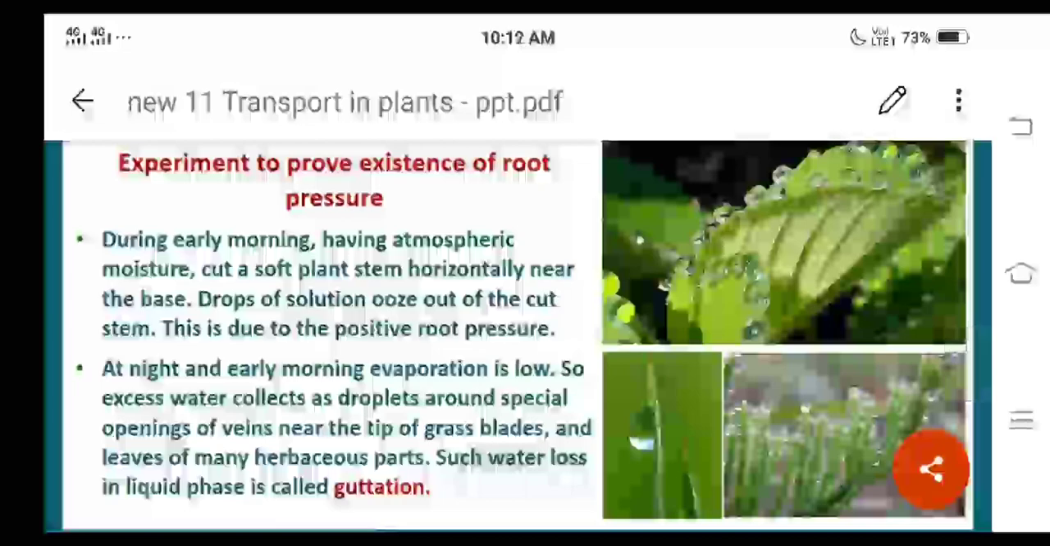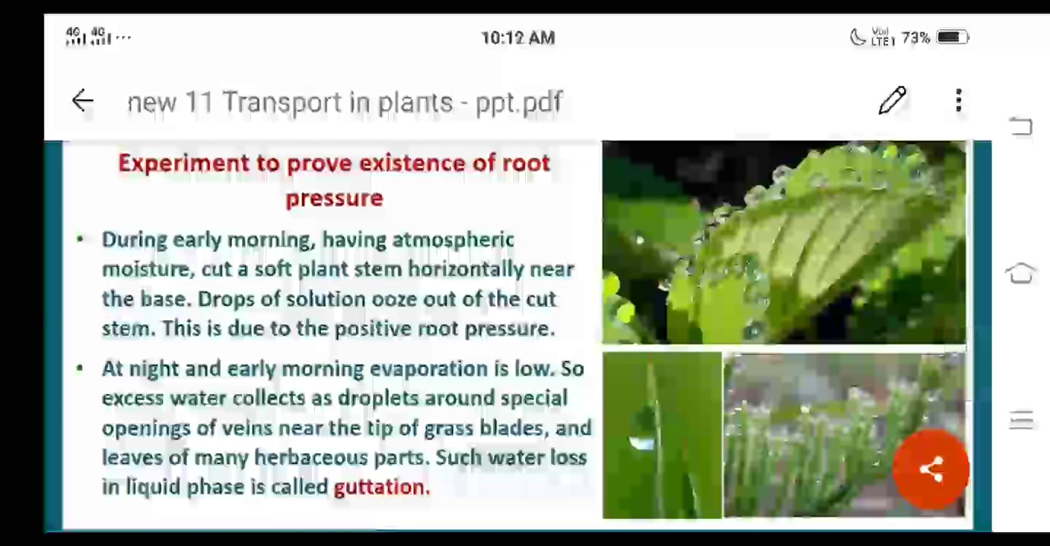Then what we are going to observe here, some drops will come out or ooze out, drops of solution ooze out of the cut stem, okay. And why will these drops come outside here? This is mainly due to the development of positive root pressure inside the plant or inside the root part, right?